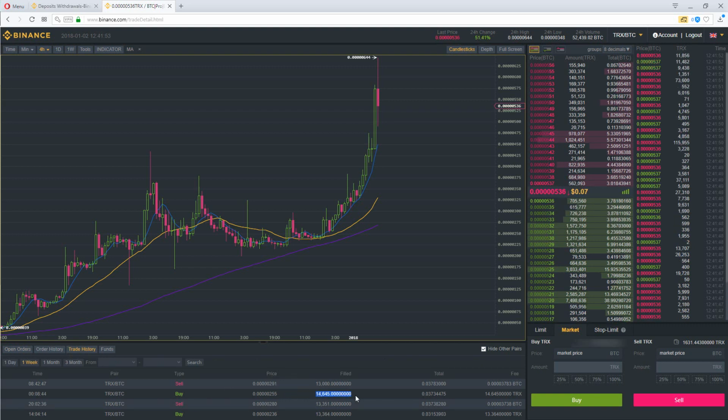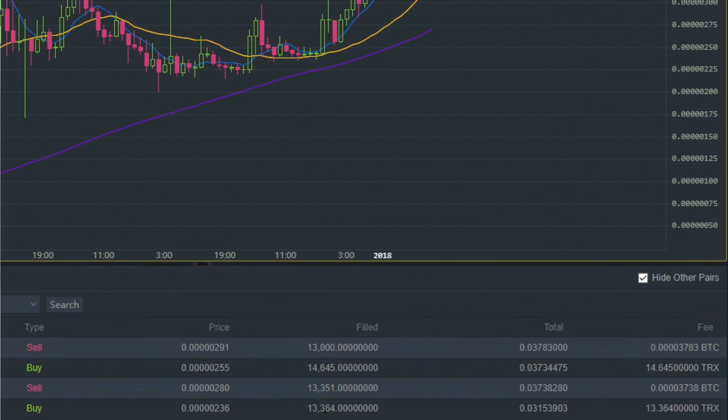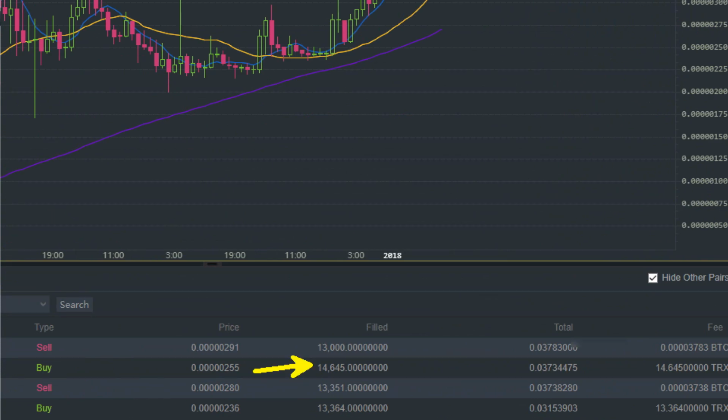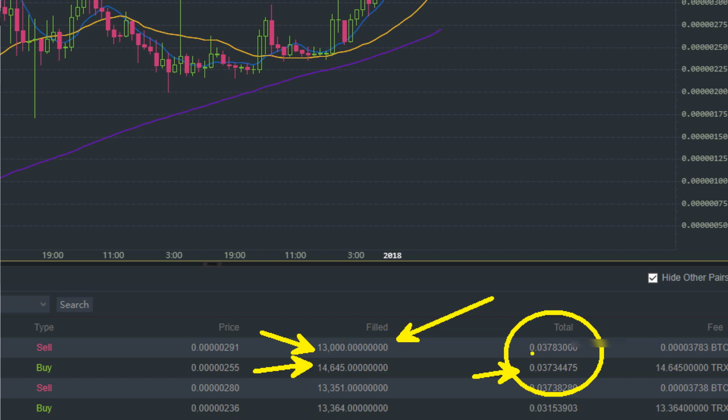Right, so I bought 14,645 coins at 255, and I sold out of them at 291. But notice, right, I bought 14,645 coins. I only sold 13,000. Look at the investment total here, right? It cost me 0.0373 to make that trade, and I took my profit on most of the position, banking 0.03783.